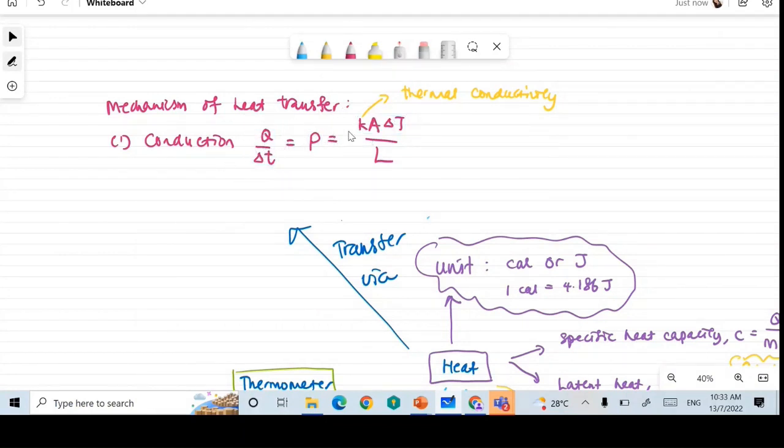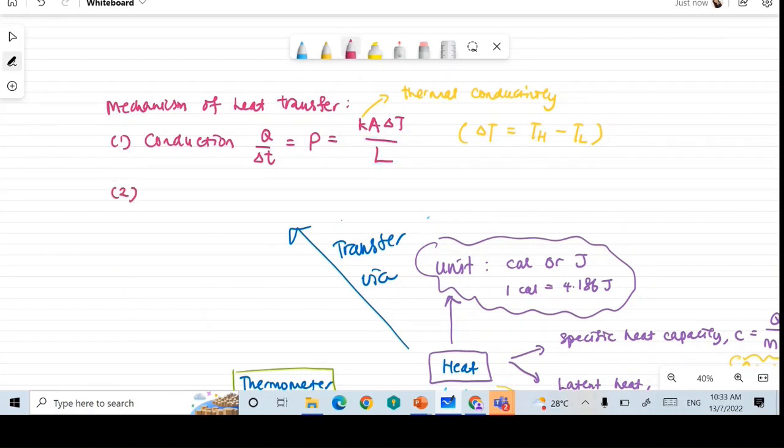Rate of heat transfer is proportional to the cross-section area. It's proportional to the temperature difference. This delta T here, we don't use final minus initial. We use the high temperature minus the low temperature, because we are referring to heat transfer. Heat always transfers from high temperature to low temperature, and this rate of heat transfer cannot be negative. That's why you use high temperature minus low temperature. L here will be the distance or the thickness of a wall. Okay, that is conduction.